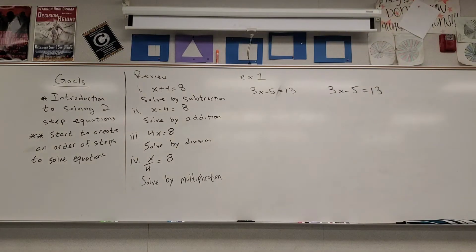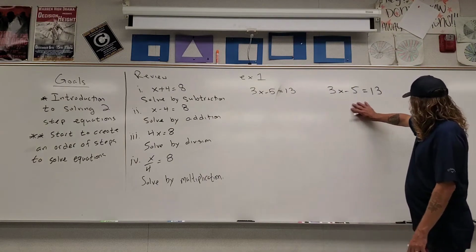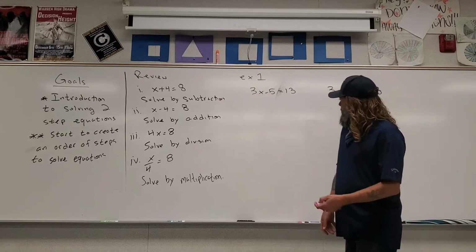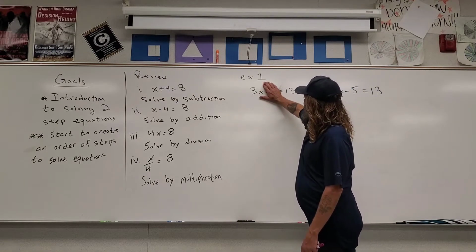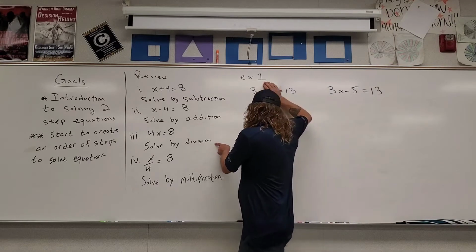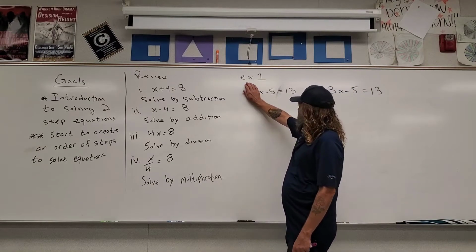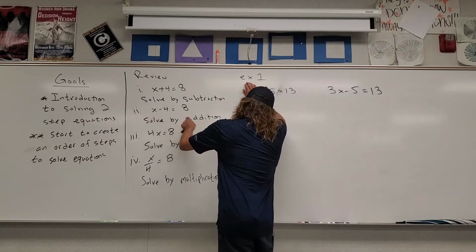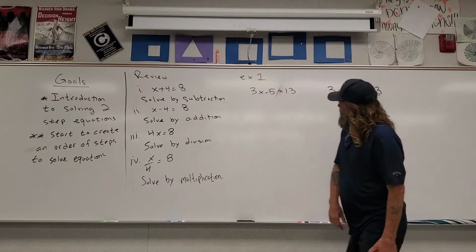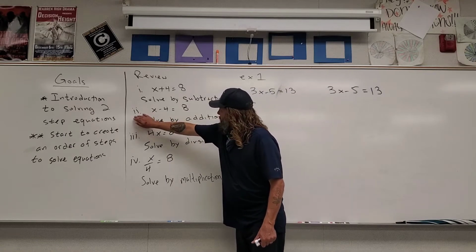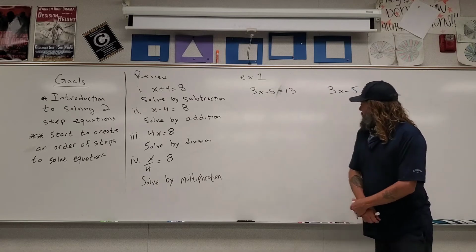All right, so let me grab my markers here. I wrote the same equation twice: 3x minus 5 equals 13. The reason why I wrote it twice is I want you to realize that if I cover up the minus 5, I have a solve by division problem. If I cover up the 3, I have a solve by addition problem. So this first example is actually this type of equation and this type of equation. So it's going to be solve by addition and solve by division.